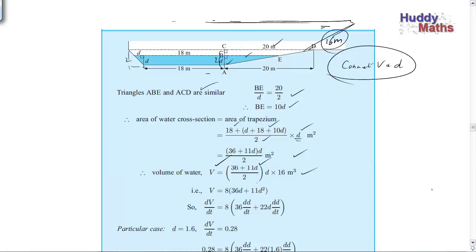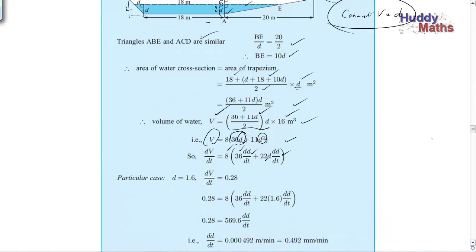Area of cross section, all of that, times the depth of it, how far back it goes. So if we simplify that, and then we're going to differentiate. So dV by dt, constant out the front, and then the derivative with respect to d is 36, times the derivative of d with respect to t, plus the derivative of d squared with respect to d, which is 2d, multiplied by the derivative of d with respect to t. Okay, so you've got to be careful in there.